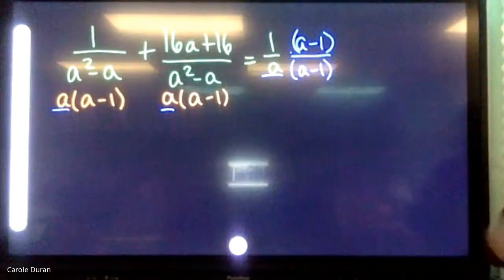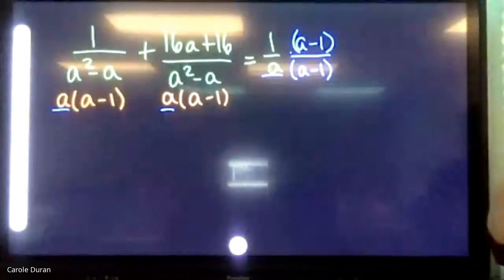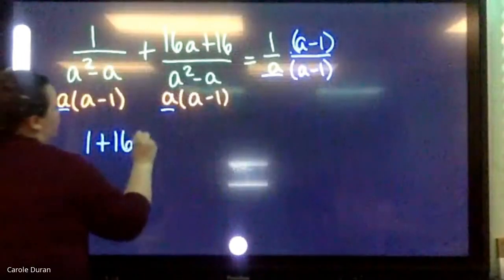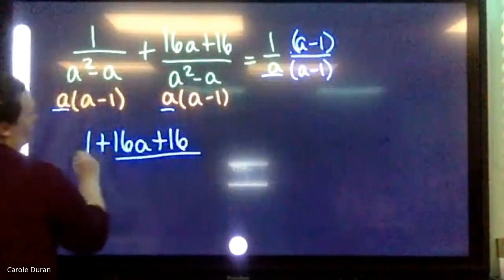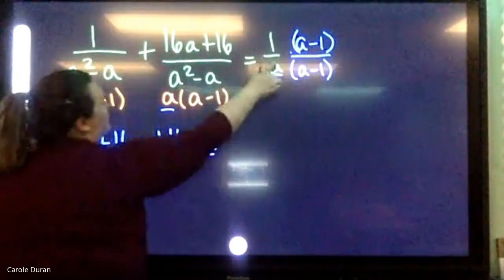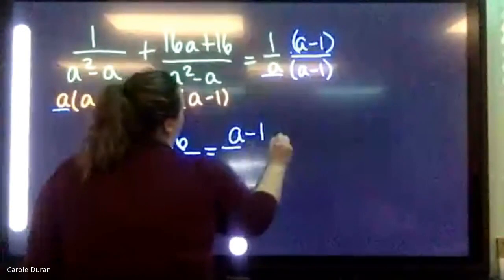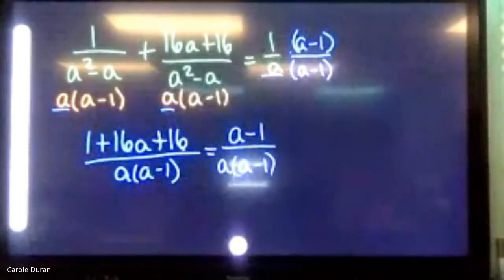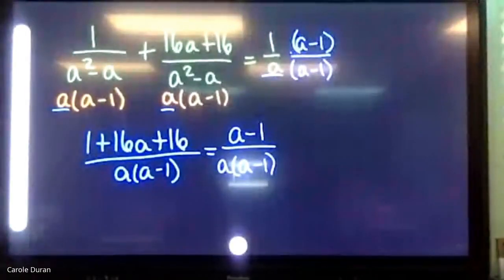The two on the left are already the same, so I can actually go ahead and put those together while I also multiply the A minus 1 into the right-hand side. So when I put these two together, I get 1 plus 16A plus 16 over A times A minus 1 equals A minus 1 times 1, which is just A minus 1, over A times A minus 1. What am I going to do now? Madison.